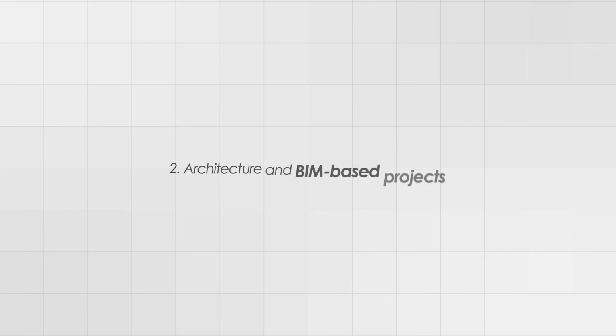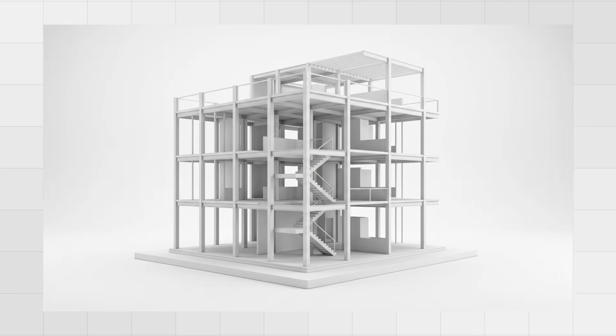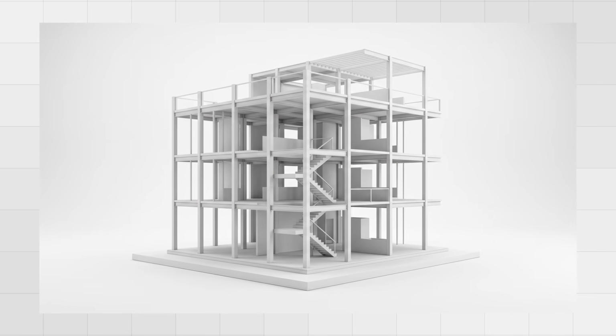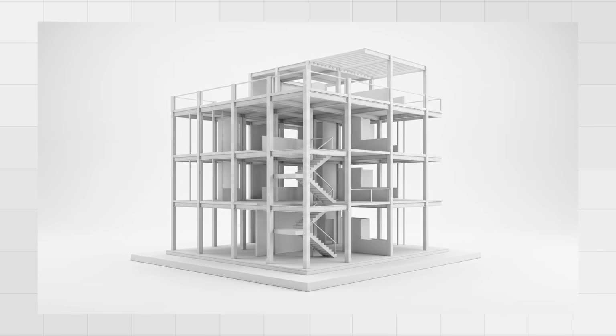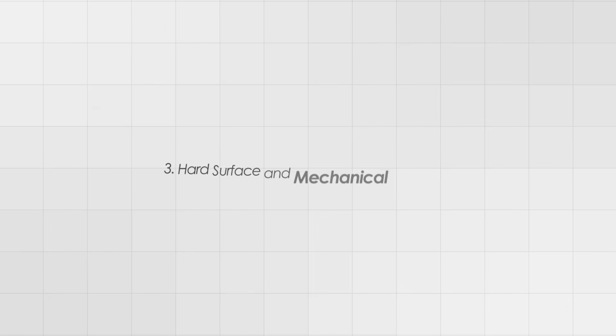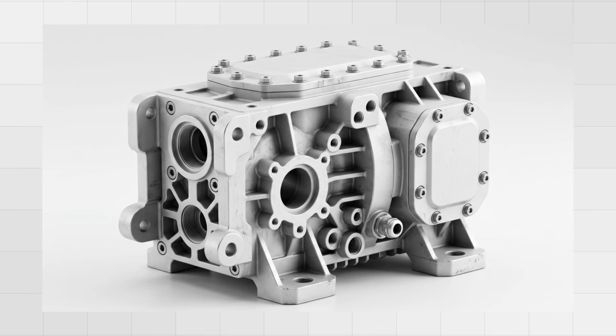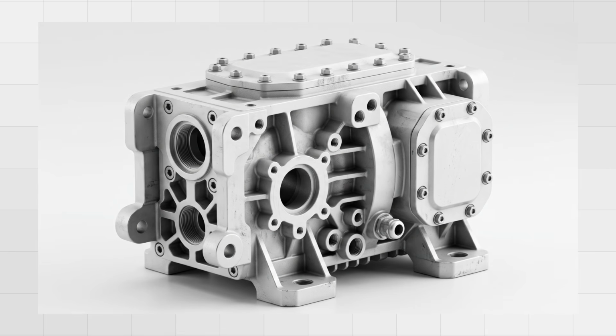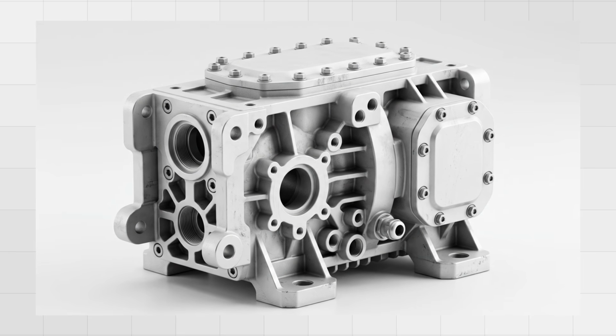The next case is architecture and BIM-based projects. In these types of projects, accurate information, dimensions, walls, structures, and engineering elements are usually more important. SubD is generally not the primary tool for this kind of workflow. Also, for some completely hard surface and mechanical designs, using SubD may not be the most efficient approach. If a part contains precise holes, exact angles, mechanical connections, or detailed engineering features, more accurate methods such as NURBS can provide much better control.